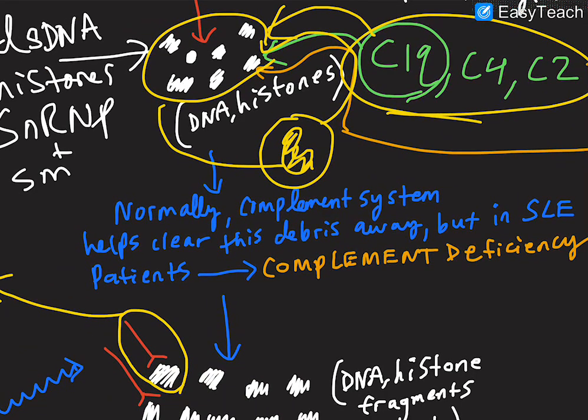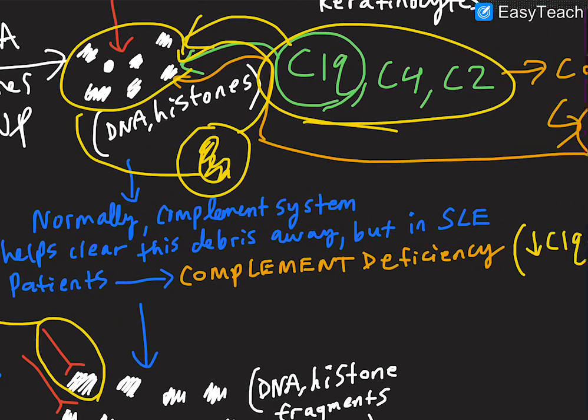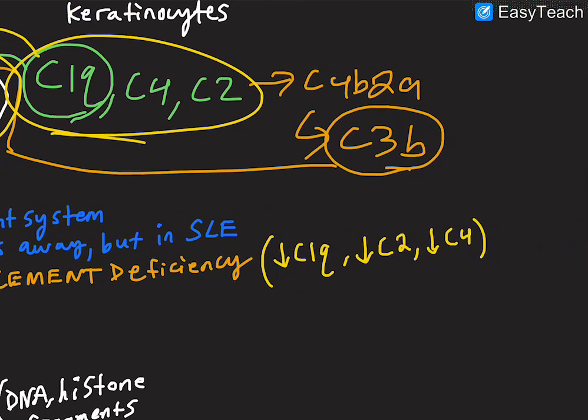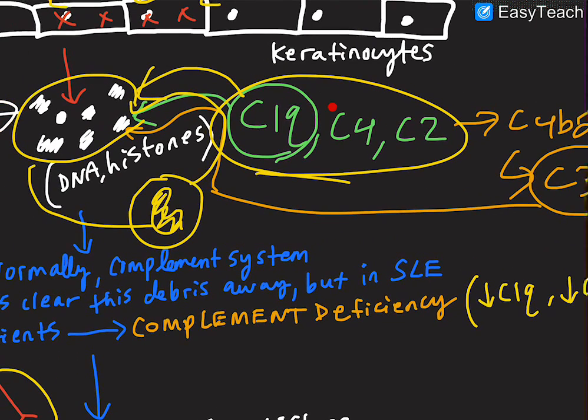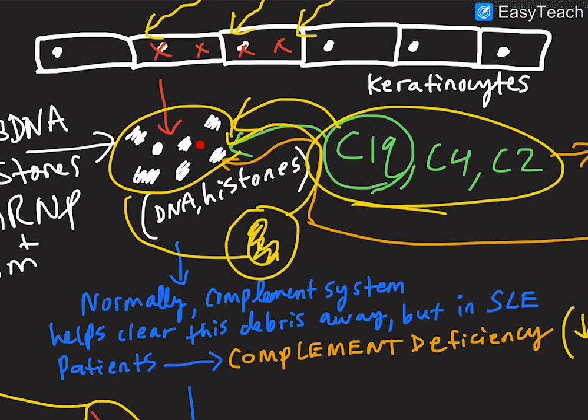In apoptosis. But in lupus patients, you can see complement deficiency in C1q, C2, and C4. So if you're deficient in these complements, you can't properly tag these fragments for your macrophages to come and clean them up. So then that means these nuclear fragments stay out of the cells for a prolonged period of time, okay?